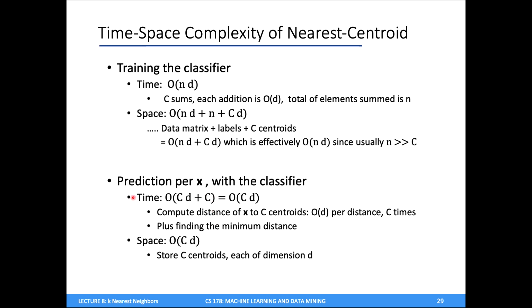And then in terms of the space complexity, all we need to do to store our model is save the C centroids, each one having dimensionality d. So the space complexity here is O(C times d).